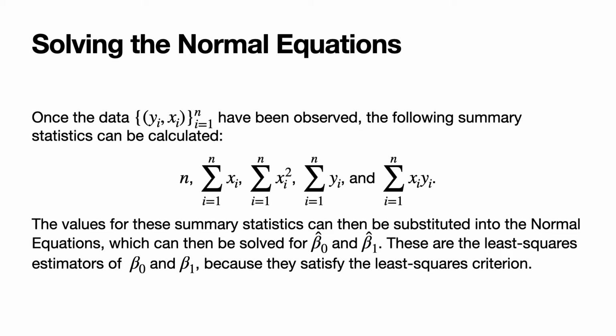Once we've calculated these summary statistics, they can be substituted into the normal equations, which then become a system of equations involving only two unknowns, beta 0 hat and beta 1 hat. And so we can solve that system of two equations in two unknowns for beta 0 hat and beta 1 hat. And those values are the least squares estimators of beta 0 and beta 1, respectively, because they satisfy the least squares criterion.